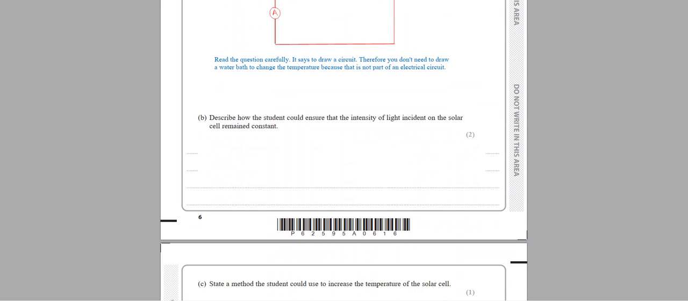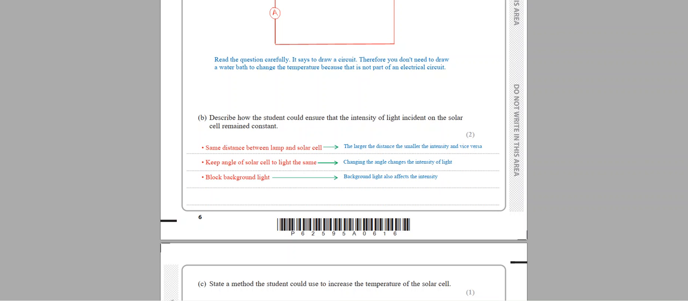Let's move on to B. Describe how the student could ensure that the intensity of light incident on the solar cell remains constant. Guys, you need to recall what is the factor that affects intensity. If you can keep that factor constant, you are also keeping the intensity constant. Can you guess? 1, 2, 3, go. Same distance between the lamp and the solar cell. The larger the distance, the smaller the intensity.